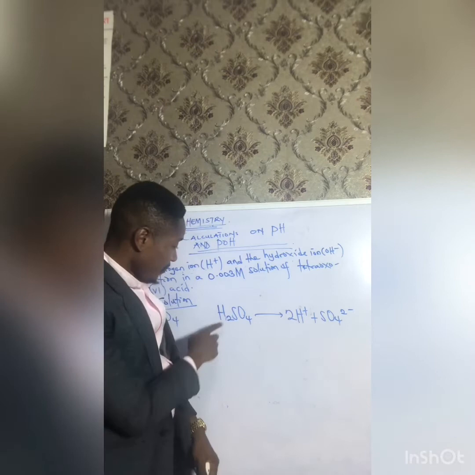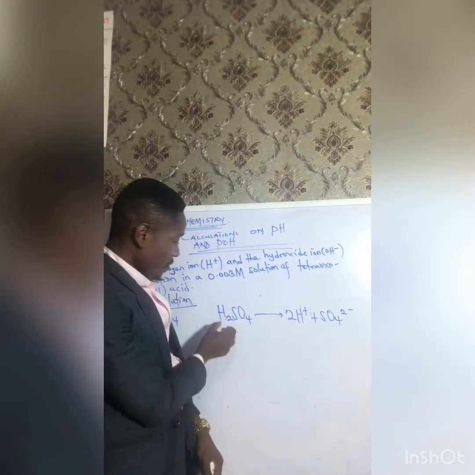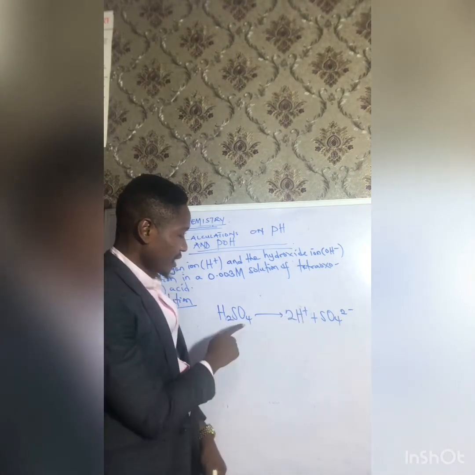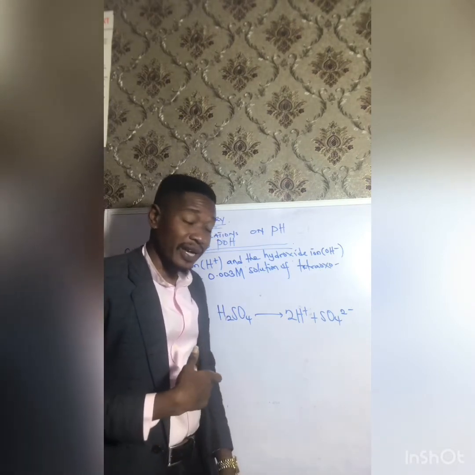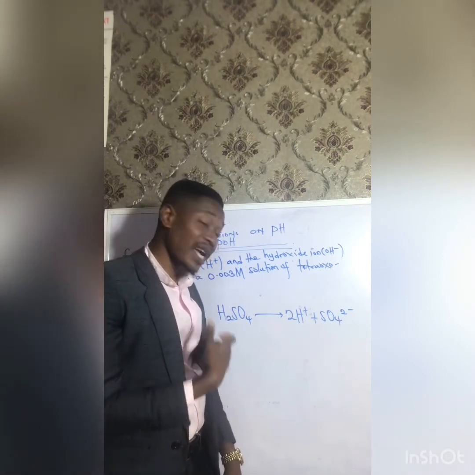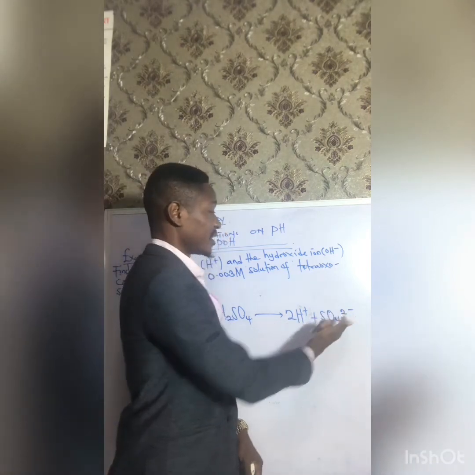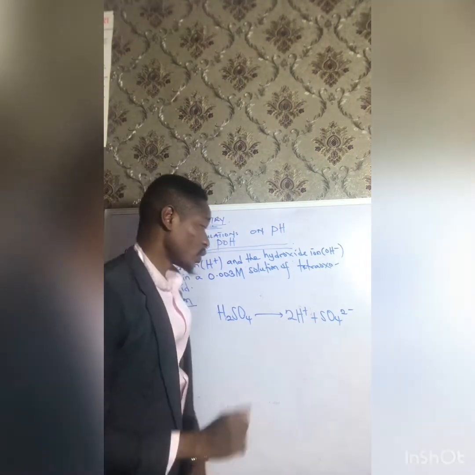On the other hand, this is hydrogen. The charge on hydrogen is plus 1. But because we have 2 here, we have 2 hydrogen ions to balance it. Then SO4 is an anion, and the charge on the anion is SO4 2-, that is 2 minus. That is why it is written here. So to balance out, we have decided to put 2 here. So take note of that.